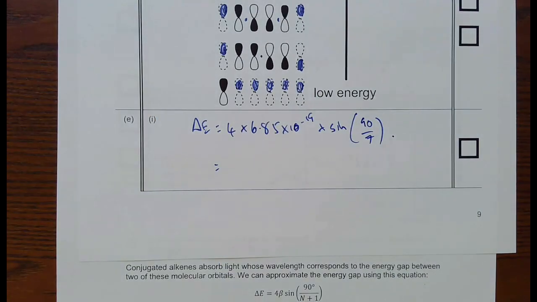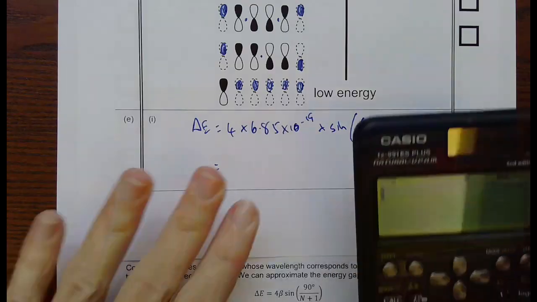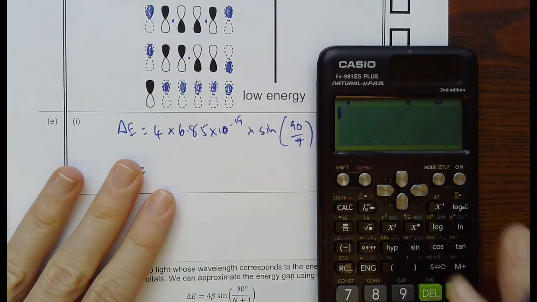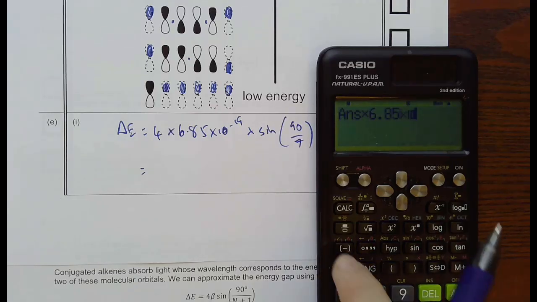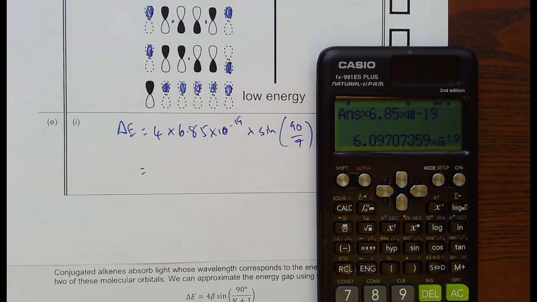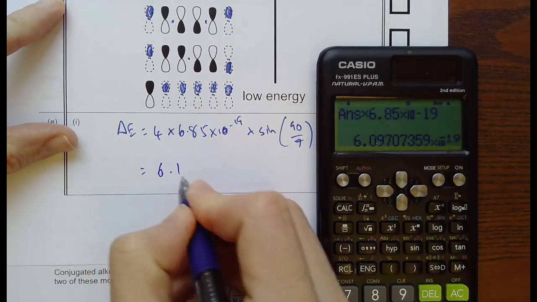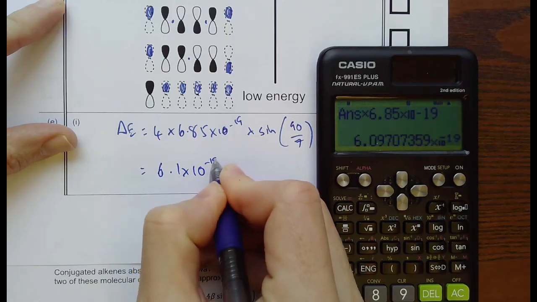Okay, double check first that my calculator is in degrees. It is, which is lucky because I don't have to change it. Do that, do the sine of that, multiply by 4, multiply by 6.85 times 10 to the minus 19. Gives me 6.1 times 10 to the minus 19.